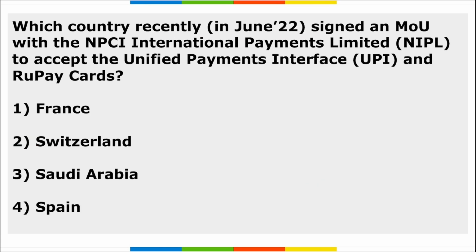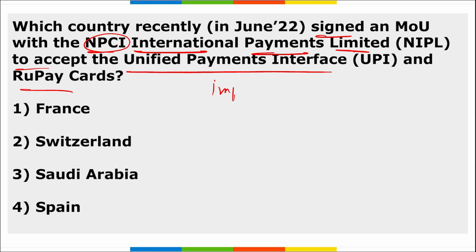Alright, next. Which country recently signed an MOU with NPCI, that is your National Payment Corporation of India International Payments Limited, to accept the UPI and RuPay cards? Which is the country? Highly important. As I've discussed this news in the last video, so do check it out. That is an important one.